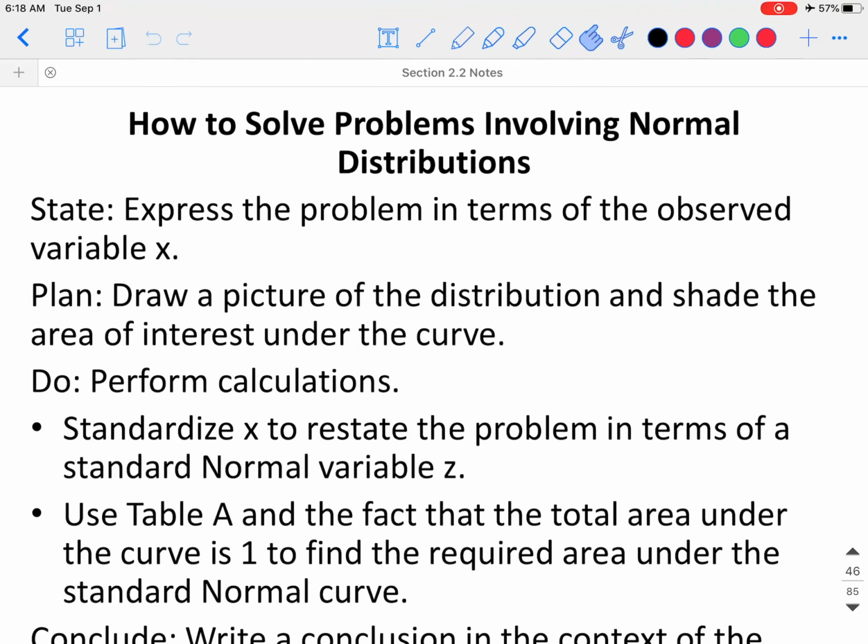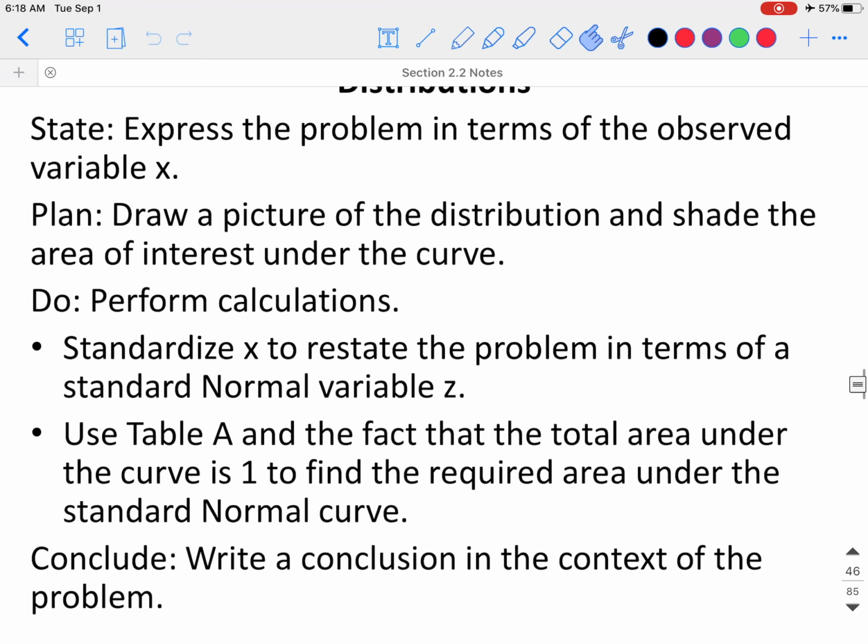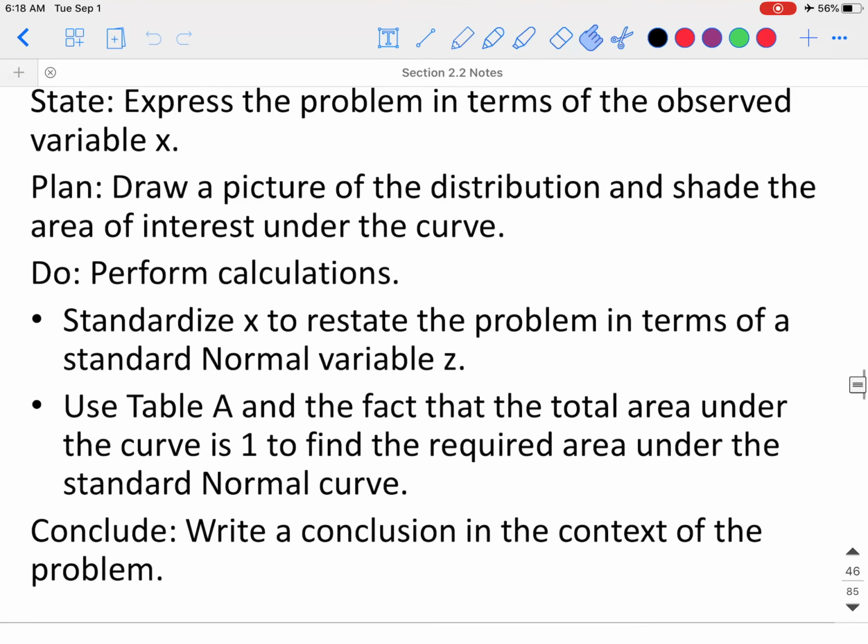When you use the four-step process, the first thing you need to do is state. You need to express the problem in terms of the observed variable x. Next, you need to plan, so you should draw a picture of the distribution and shade the area of interest under the curve. Next is the do part, where you perform the calculations.